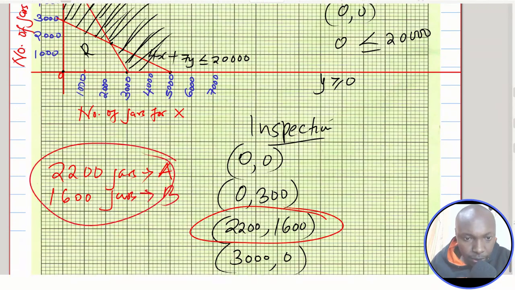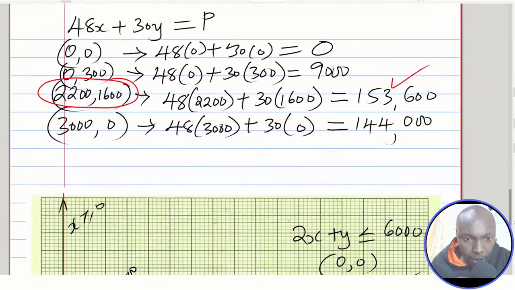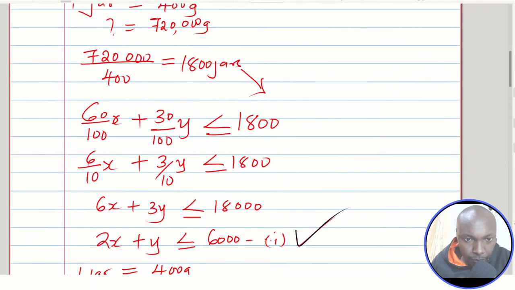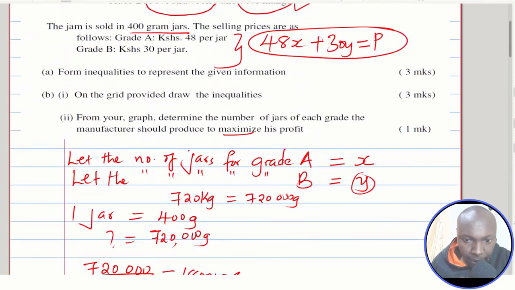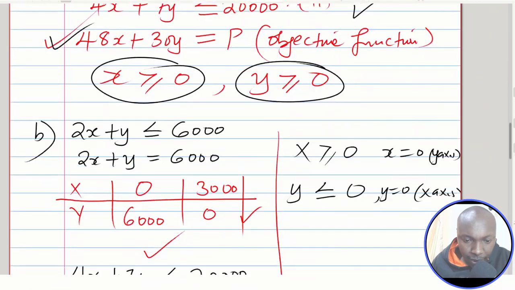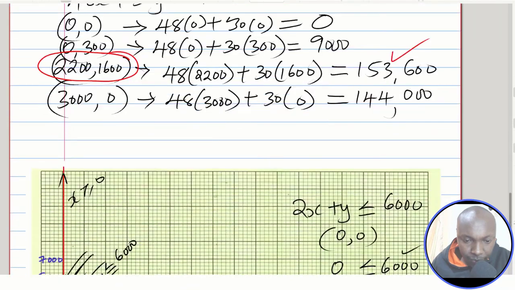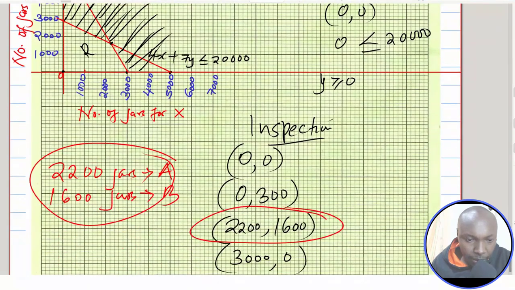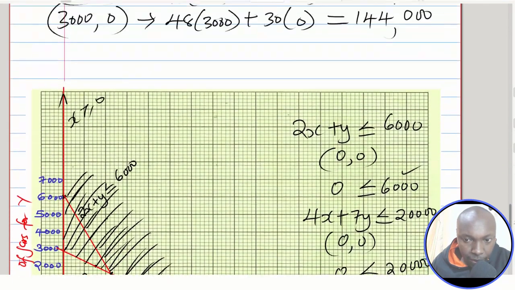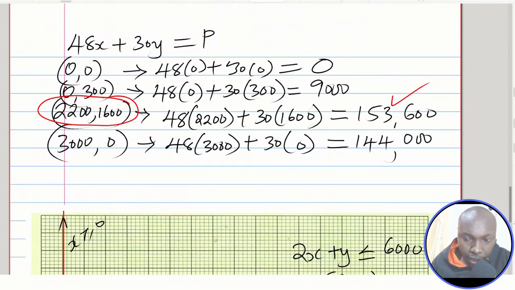So we have answered the question, because the question required us to determine the number of jars for each grade the manufacturer should produce to maximize the profit. So for grade A, we have obtained 2,200 jars. Then for grade B, 1,600 jars, and we have done that after inspecting and substituting into the objective function, and we have noted that it is going to give us the maximum profit. That is how we're supposed to solve that question. Thank you.